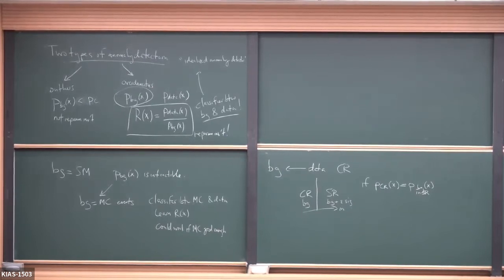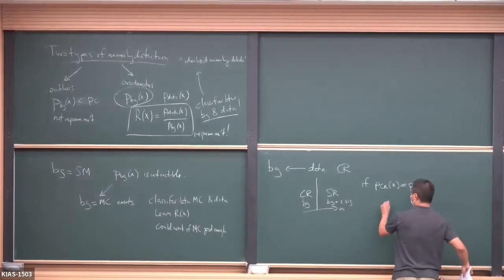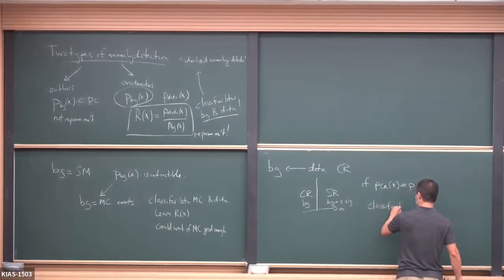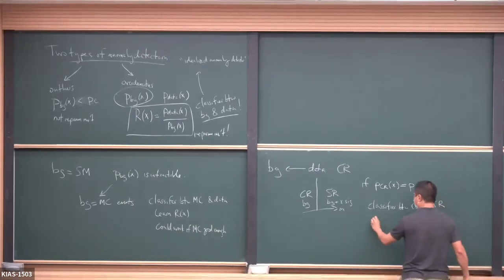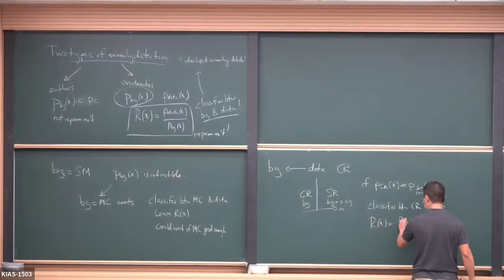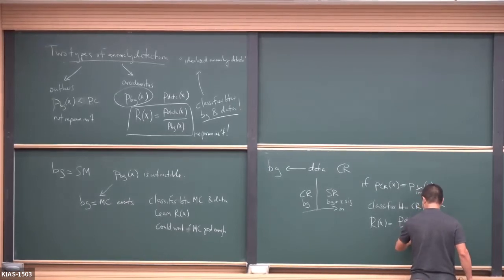Somebody knows the answer, I'm sure. You can train a classifier, right? So if this is true, then you can train a classifier between control region and signal region. And then you would learn R of X equals P data in signal region over P background in signal region.